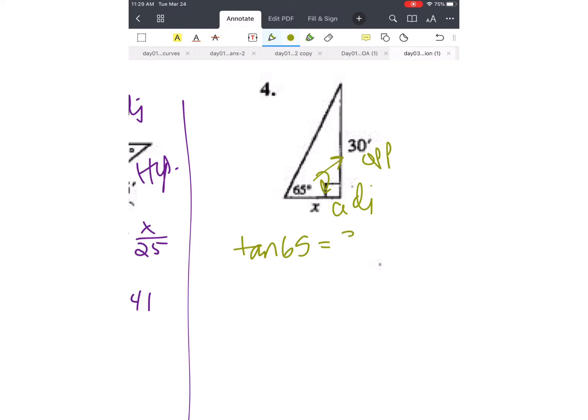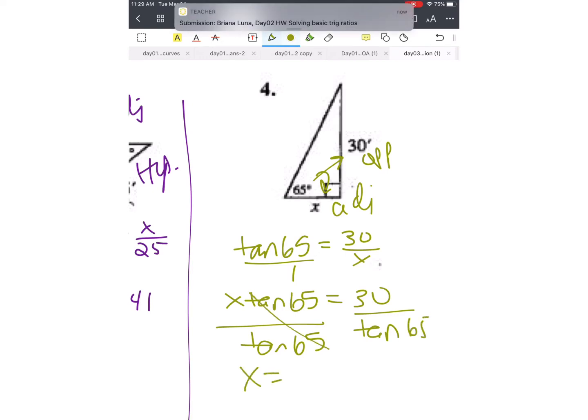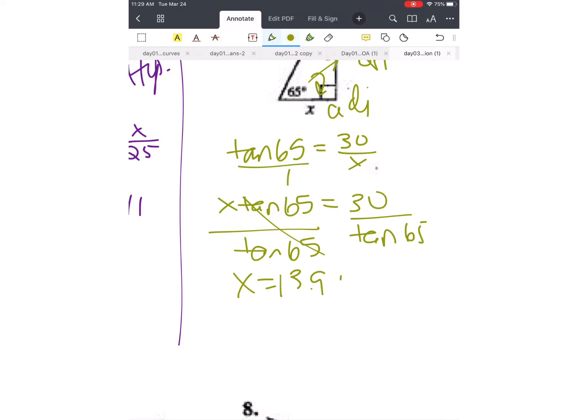is opposite, 30 over x. Cross multiply, x tan 65 equals 30, and then divide both sides by tan 65. Notice there's an extra step when x is in the denominator originally. So then x is equal to 30 divided by tan 65 is 13.9, so that's about 14.